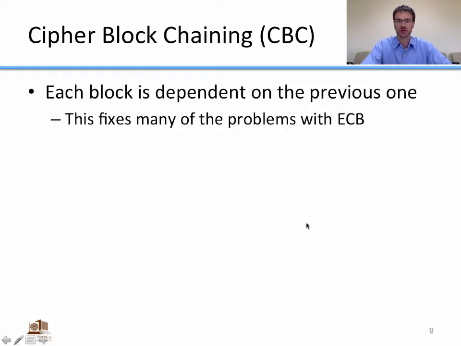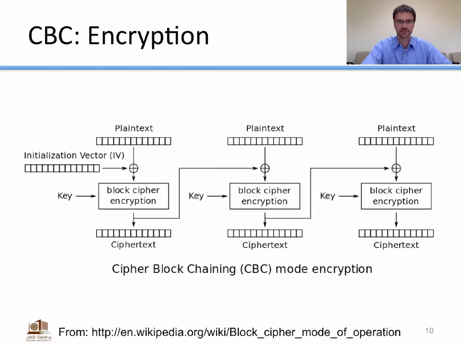So an improved approach, something better than ECB, is called cipher block chaining, or CBC. In cipher block chaining, each block is dependent on the previous one. And this fixes a lot of the problems with ECB. So let's look at what I mean by each block is dependent on the previous one. Let's start with the middle here instead of the beginning.